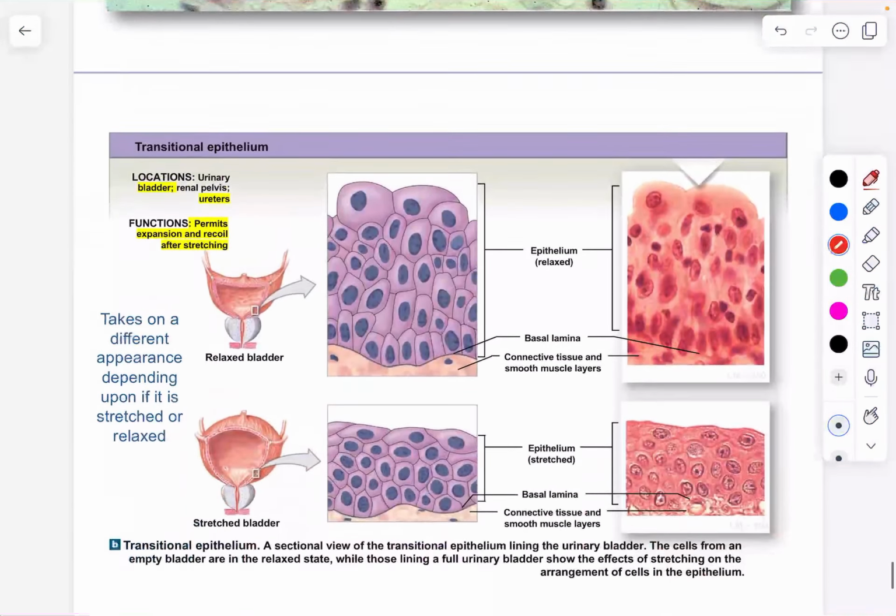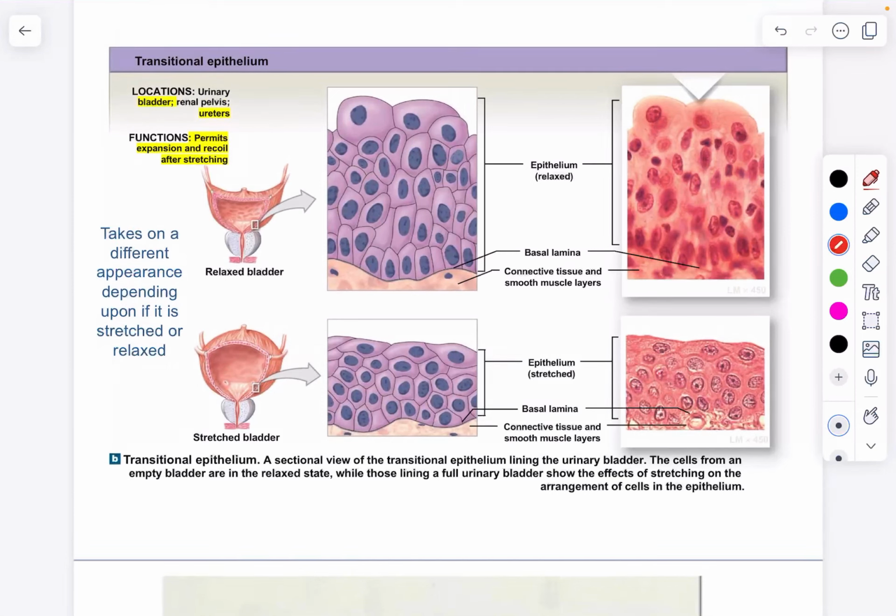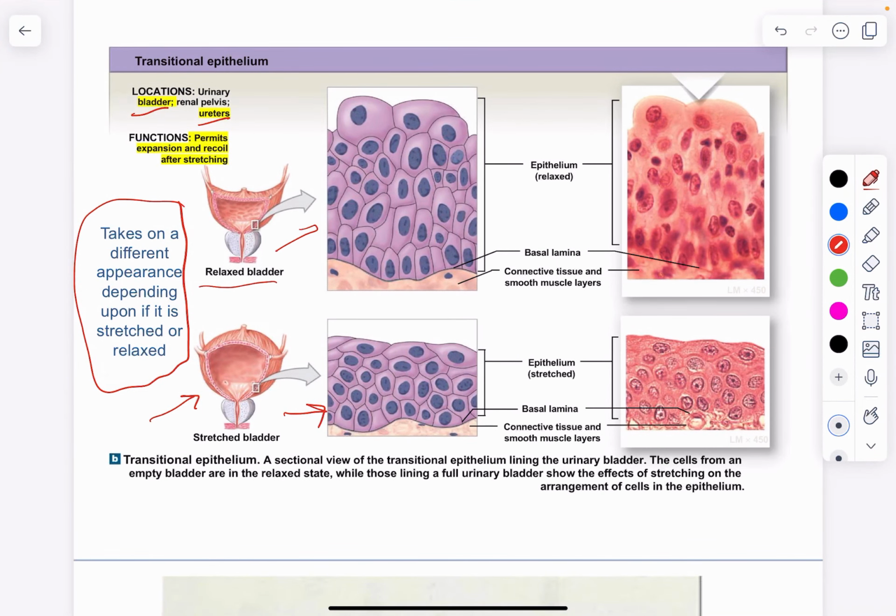All right, the last kind of weirdo epithelium is called a transitional epithelium. You can only find this in a few places. The bladder and the ureters are a great place to name if I ask you about that, okay? And basically what's happening here is that it takes on a very different appearance depending on whether it is stretched or relaxed. So you can kind of imagine if the bladder was full, the epithelium might look like this, right? It's kind of stretched out. And when the bladder is empty, the cells kind of stack up on each other. Okay, so that's what they look like.